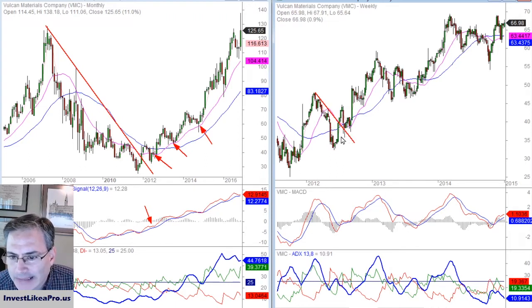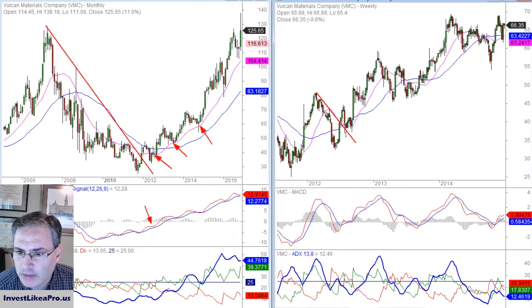And the pullback, I prefer to see a 50% retracement. Sometimes it's only a third of a retracement. I go into a little bit more detail in the book of the different ways it can play out. But in this case, you actually got down, I would say, about a 618 retracement of this move. And to me, that's a good enough test.